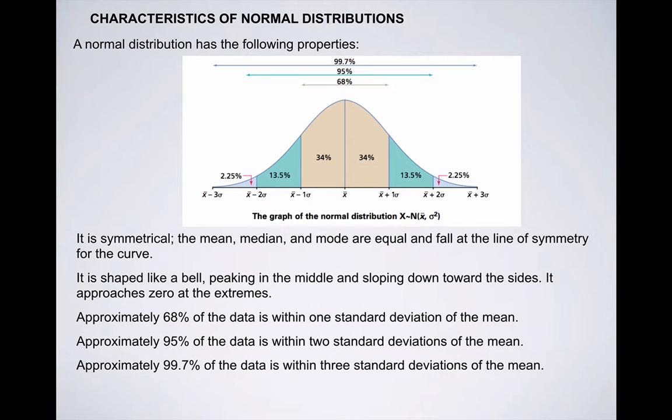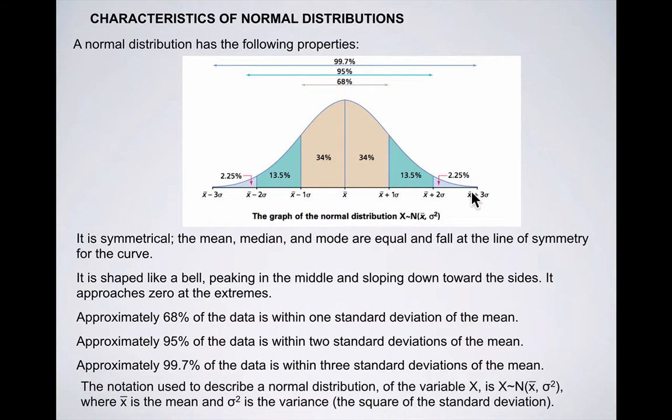99.7% of the data is within three standard deviations of the mean. So virtually all the data is going to be located between three standard deviations below the mean and three standard deviations above the mean. There's a notation that you'll sometimes see to describe a normal distribution of variable x: x approximates a normal distribution with a mean and variance. Remember that the variance is the square of the standard deviation. So if this was 5 squared, or 25, then the standard deviation would be 5.